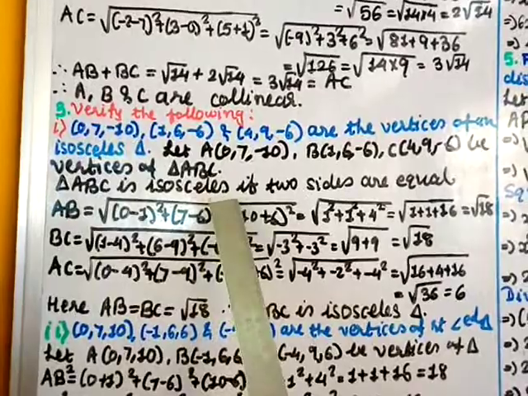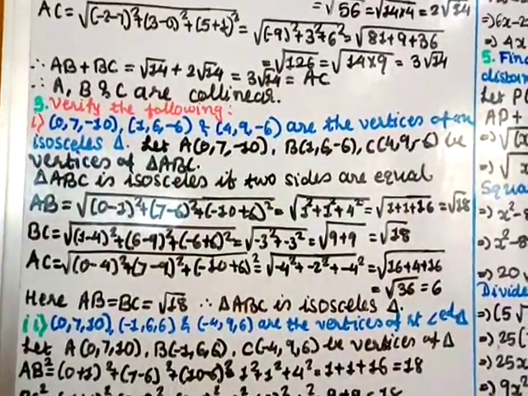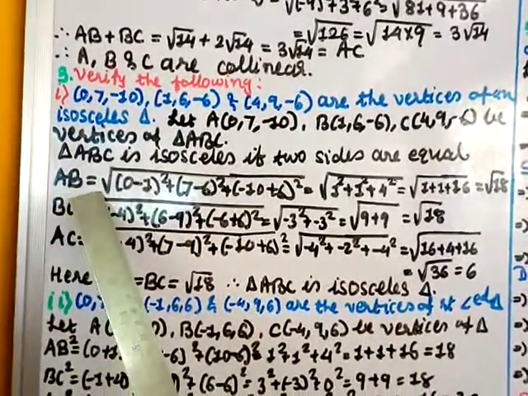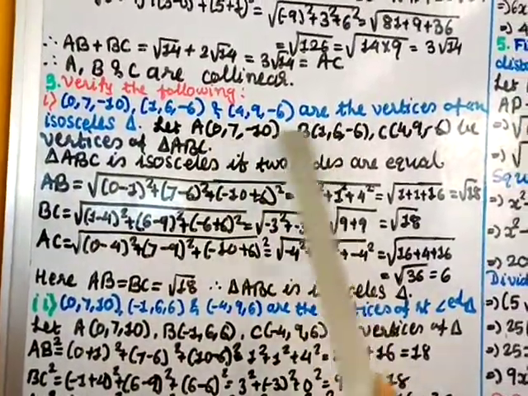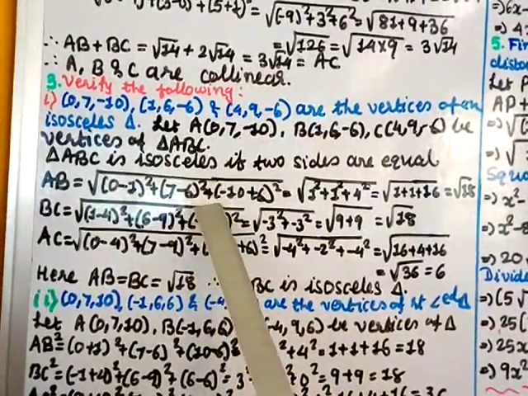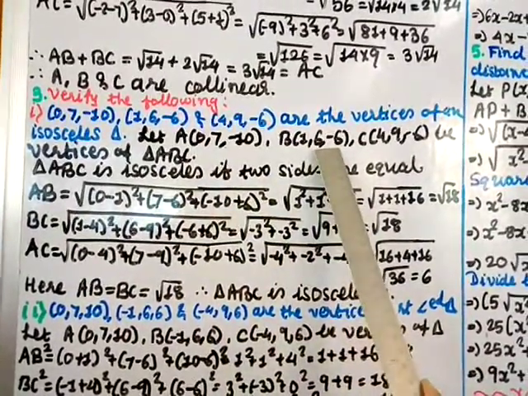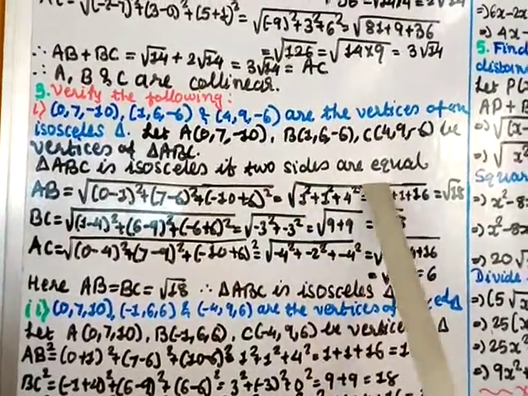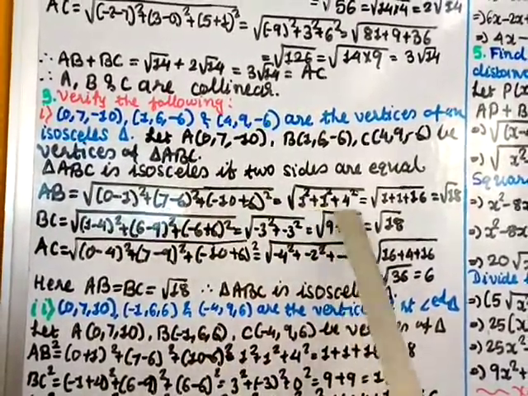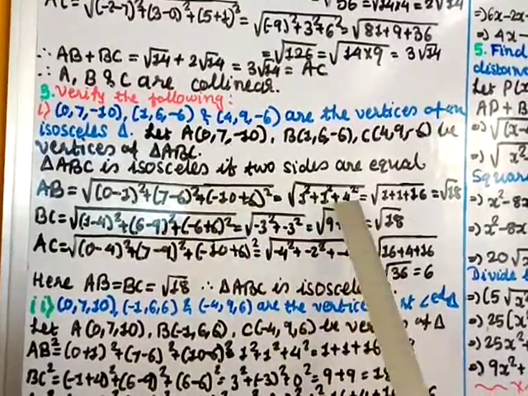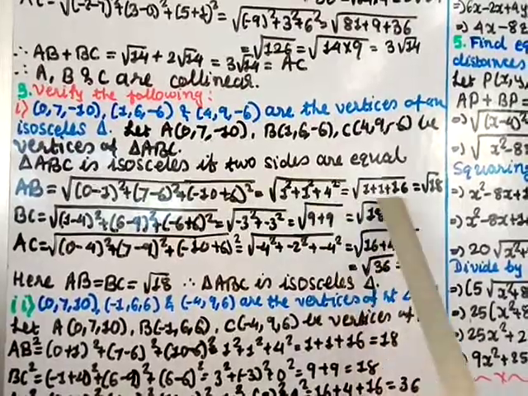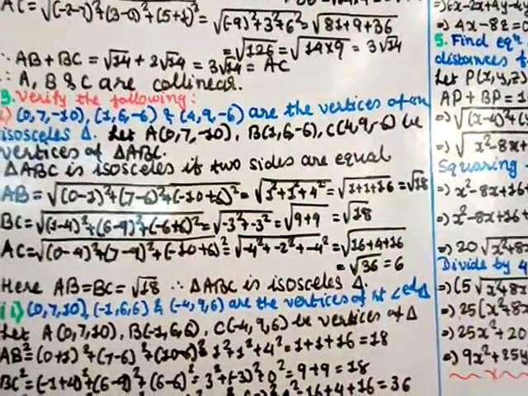Triangle ABC is isosceles if two sides are equal. So let us find AB, BC and AC. AB equals the square root of (0 - 1)² + (7 - 6)² + (-10 - (-6))², which equals the square root of (-1)² + 1² + (-10 + 6)². That is 1 + 1 + 4², which is 16, giving you the square root of 18.